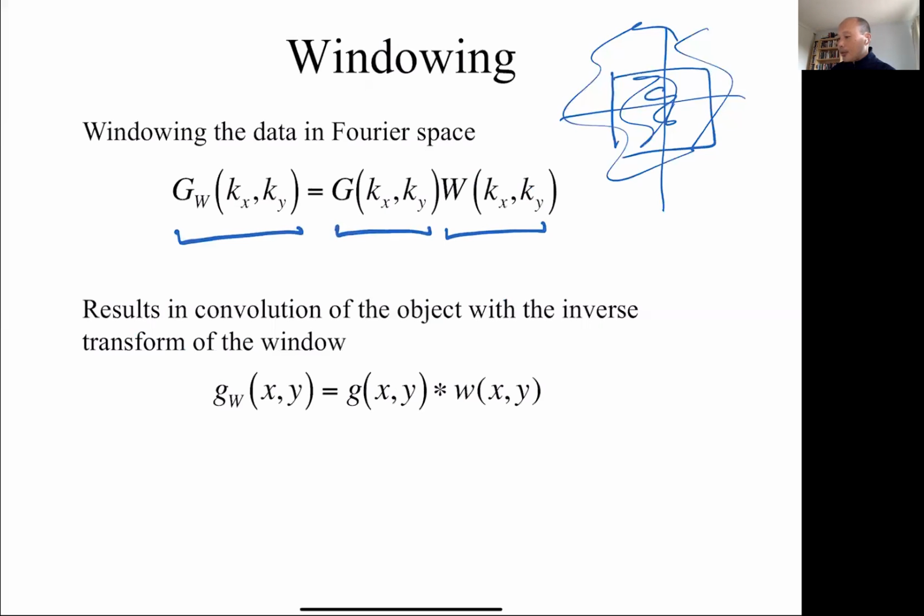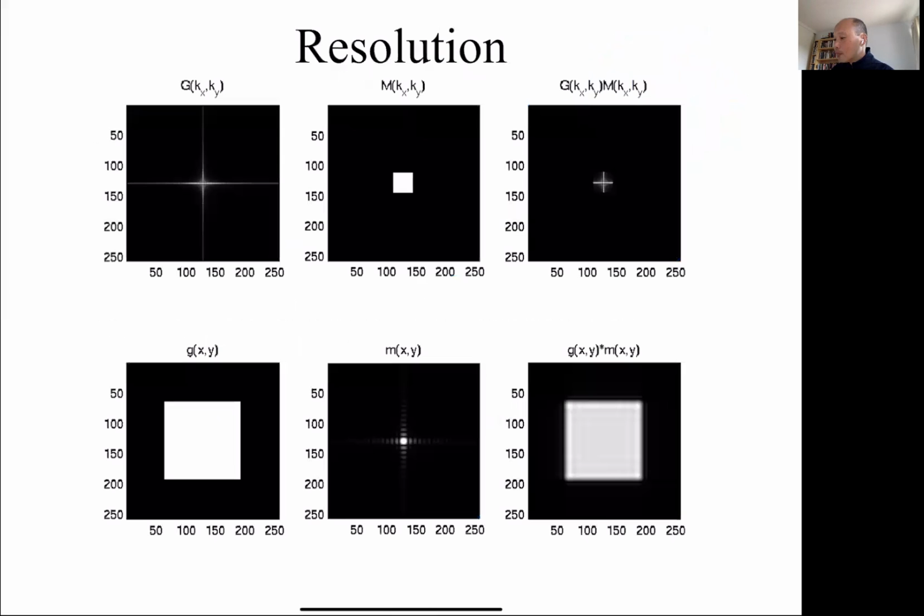So this is a multiplication in the Fourier domain, so it leads to a convolution in the image domain. So we'll have our object, that would be our ideal object, convolved with the inverse Fourier transform of our windowing function. And this would give some image that is related to the ideal image, but is obviously going to be affected by the convolution with the window.